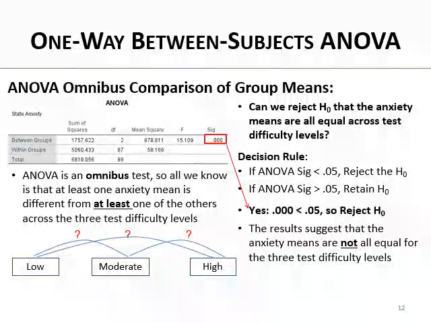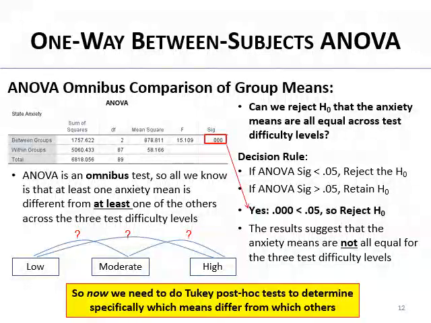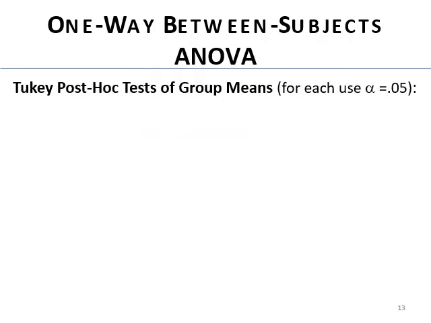So what do we have to do? We've got to go one more step. We have to now do our Tukey post-hoc tests to determine specifically which means differ from each other. And they'll give us those one-to-one comparisons that tell us which ones differ exactly from each other. Okay, so at least one of the means differs from at least one of the others. Let's figure it out. Let's do our Tukey.